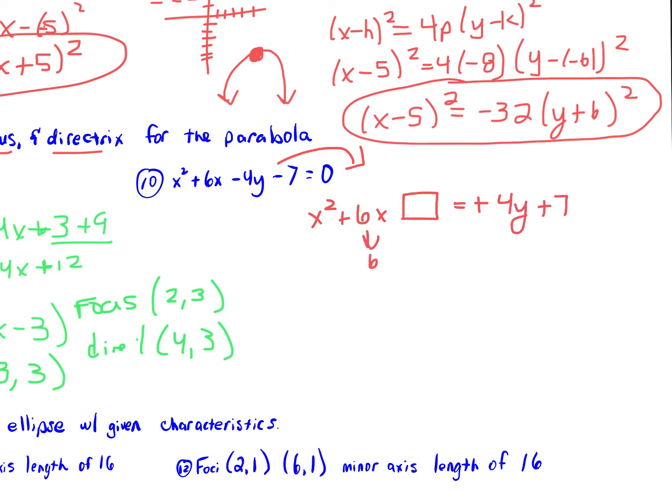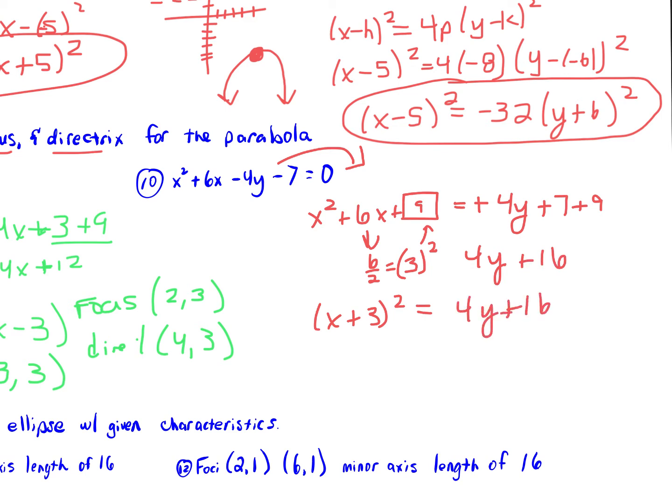Take your b term. 6 divided by 2 equals 3. So I know that my binomial is x plus 3 quantity squared equals, when I square this, I'm at 9 here. Then what you do to one side, I added 9, I'm going to do to the other. So I have 4y plus 16 over here.